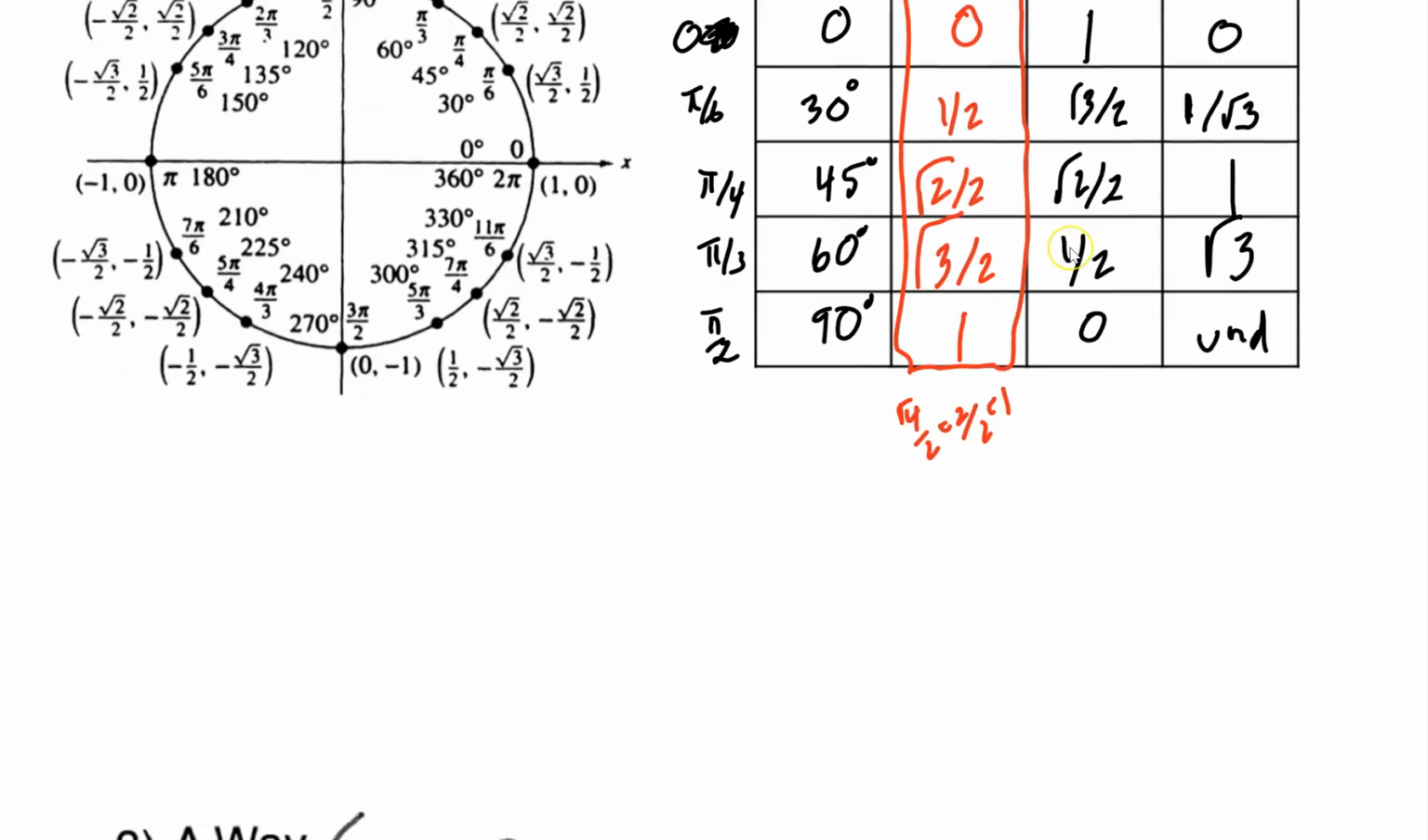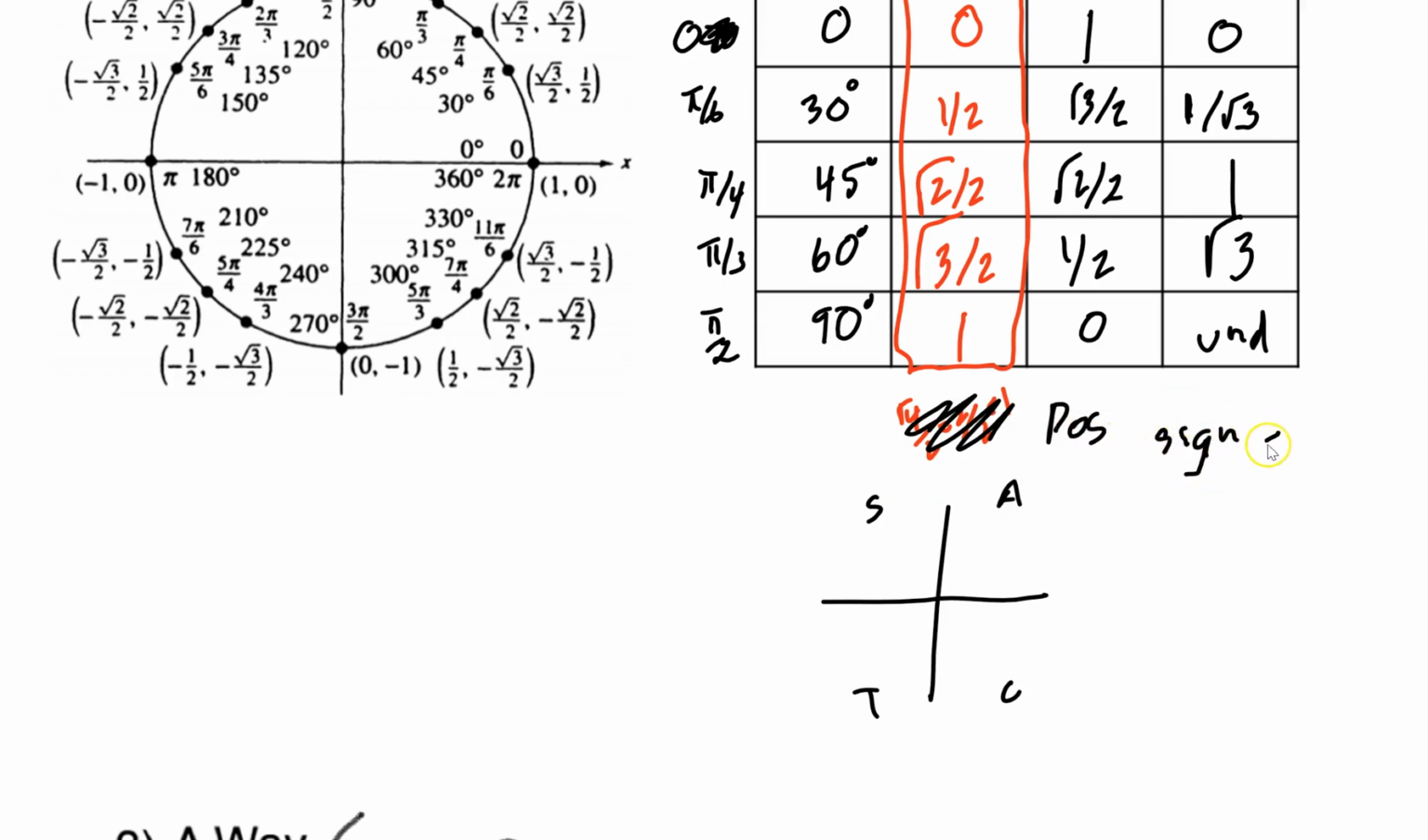There's actually one more part of the table that is very, very important, and we'll talk more about it in a second, and that is All Students Take Calculus. This is a positive sign chart. I don't need that anymore. Sign a different way. Not that sign. This lets you know where stuff's positive.